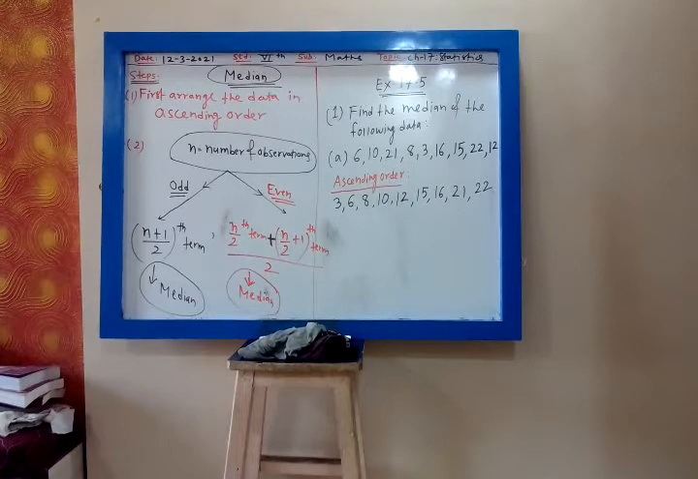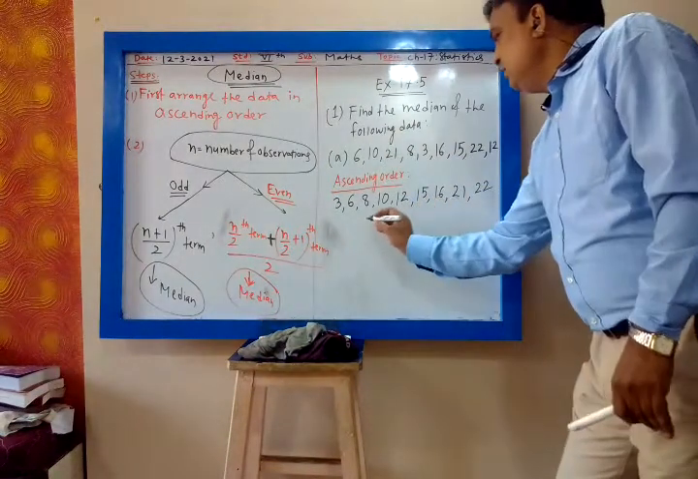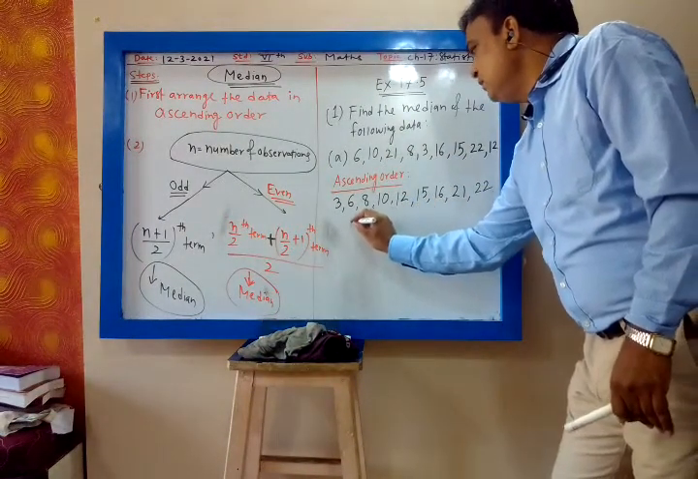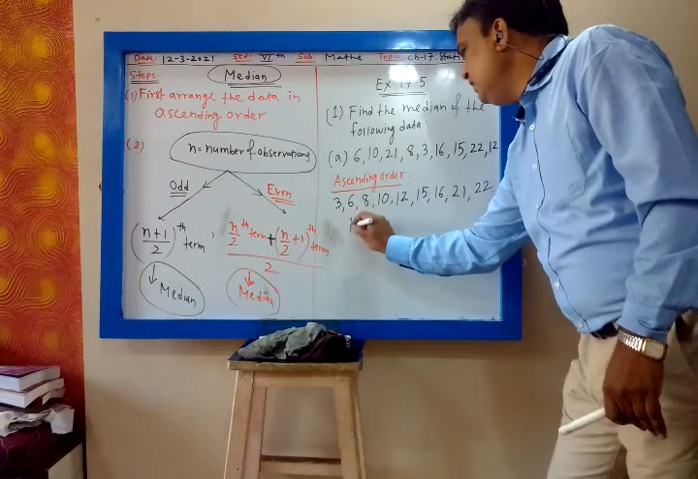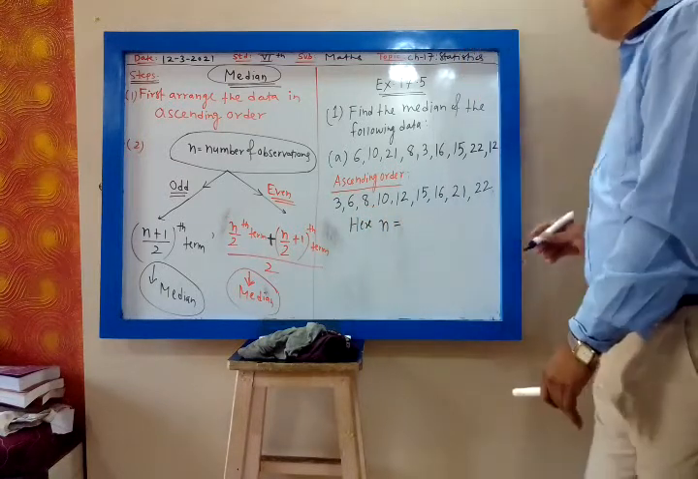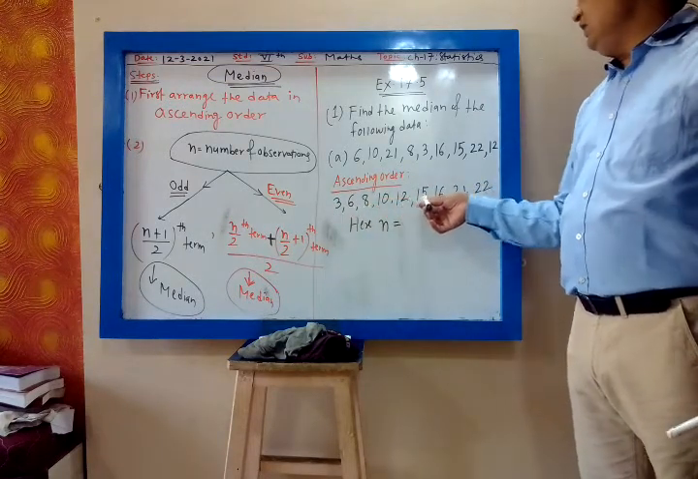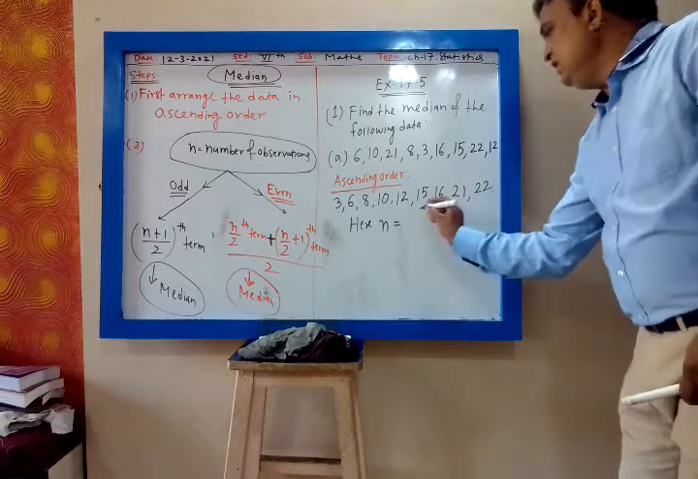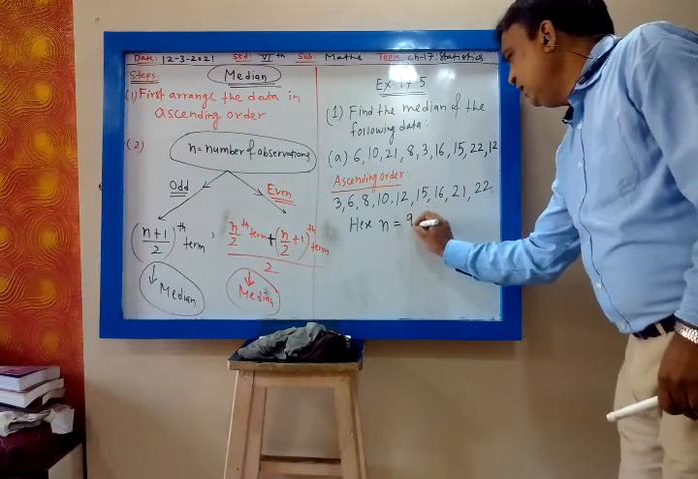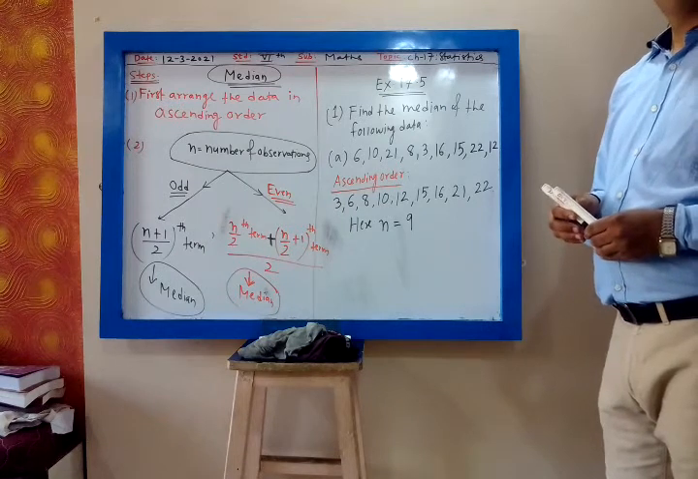Arranging the data in ascending order is done, but wait, my dear, we have to complete. What is n here? How many values are given? 1, 2, 3, 4, 5, 6, 7, 8, 9. n is 9. Is 9 an odd or even number? Odd. 9 is an odd number.